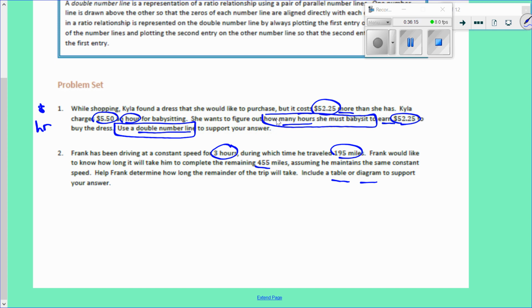Andrew? Inside the hours. So what are the two things she is comparing? The hours and the dollars. So the two lines on your double number line are dollars and hours. Big hint. Okay? Once you find the interval, what's my first entry going to be for this one, guys? 0, 0. What's my second entry going to be?